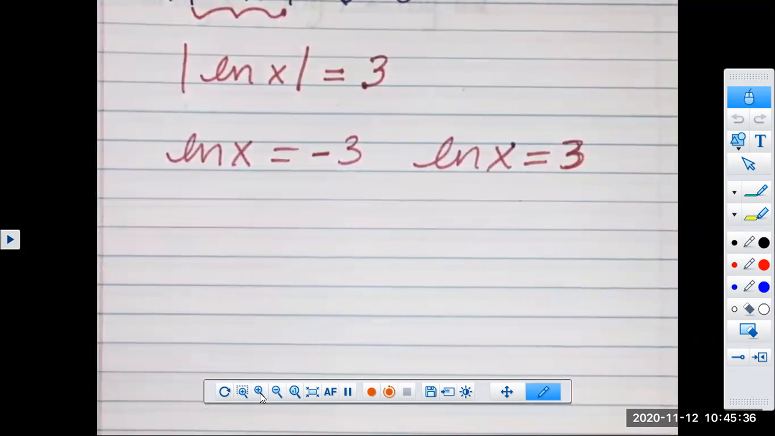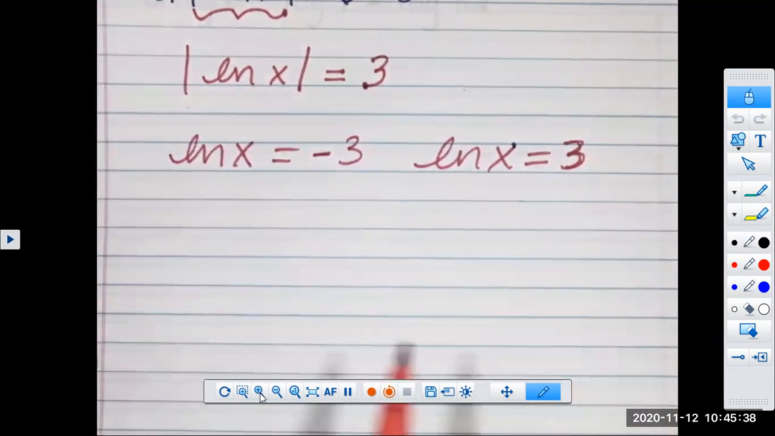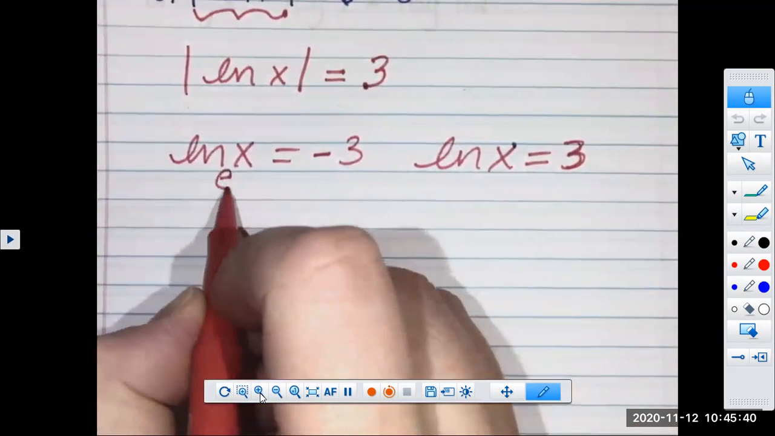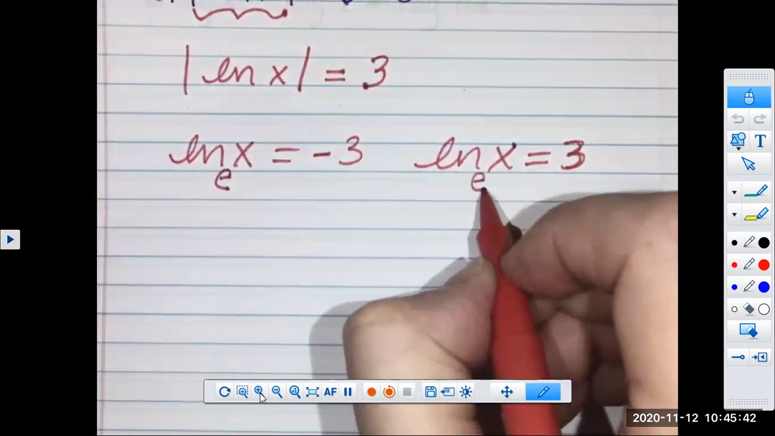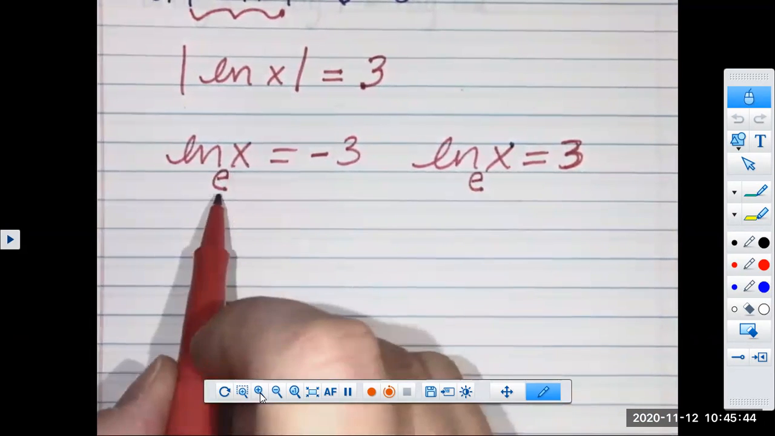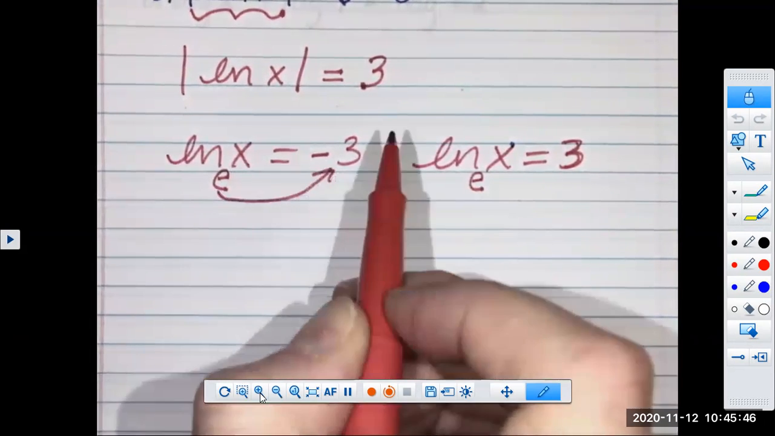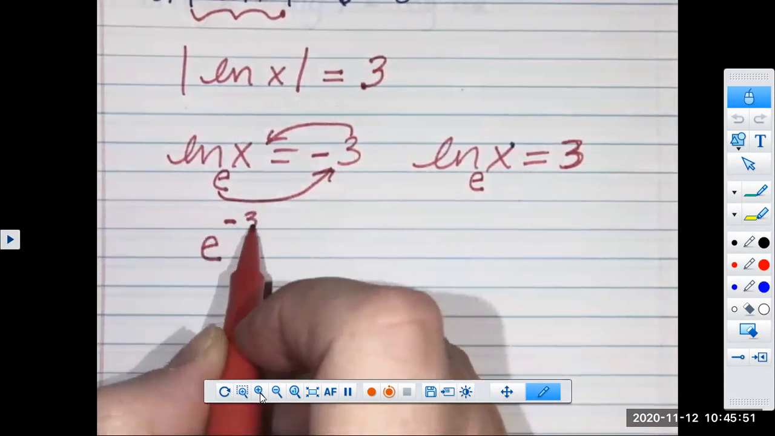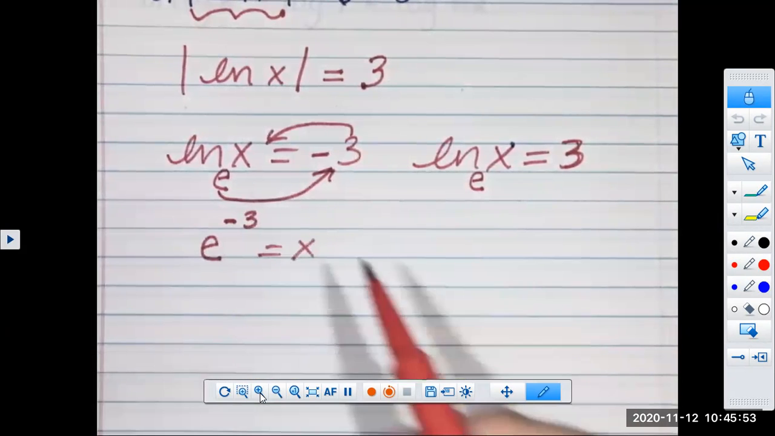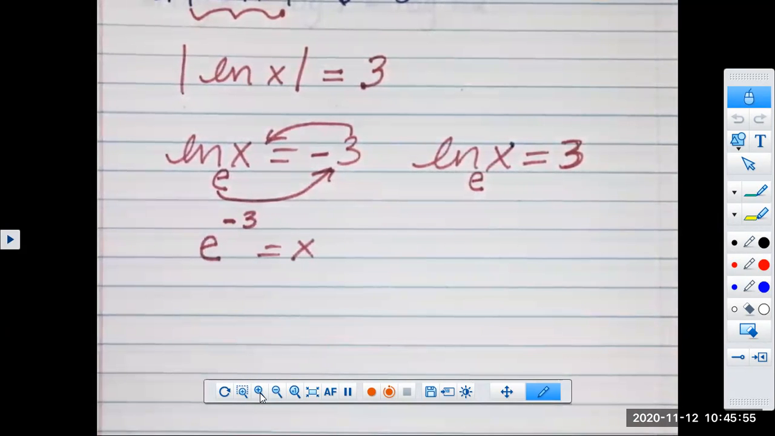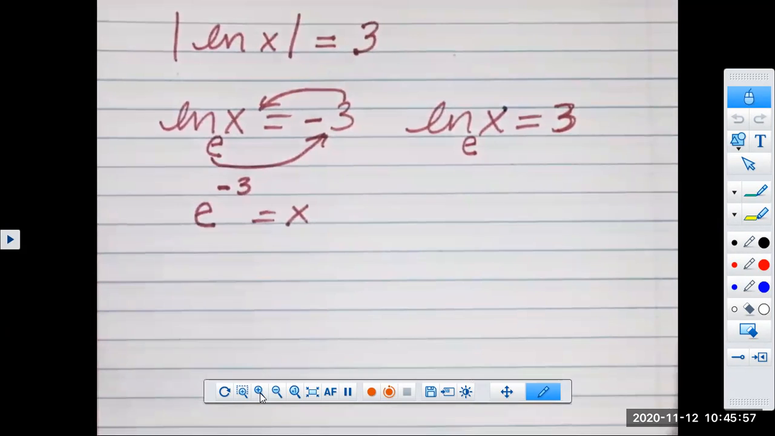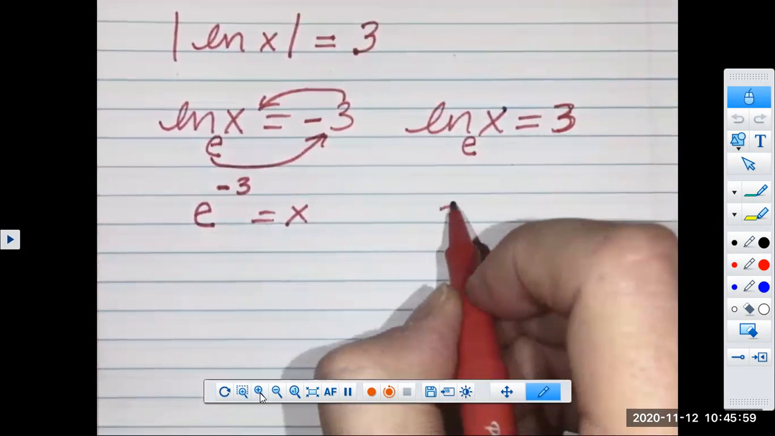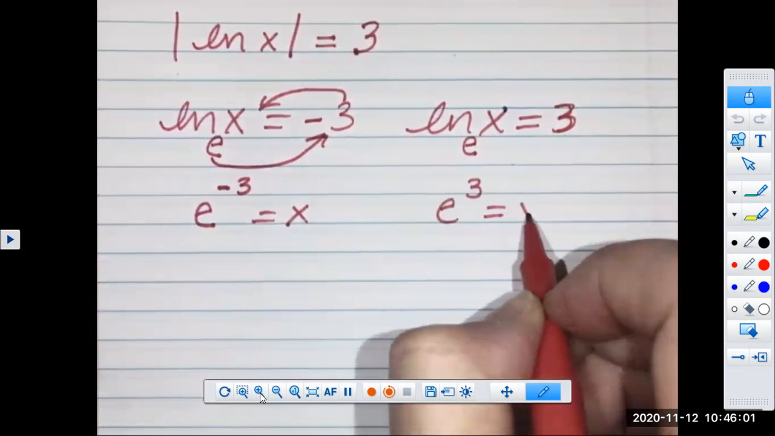All right, when you solve both of these for x, remember that your base of natural log was e. So you're going to convert this to exponent form. So e to the -3 equals x, and e to the +3 equals x.